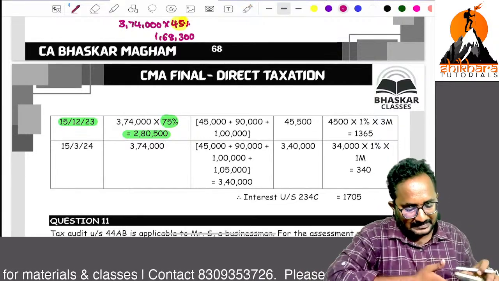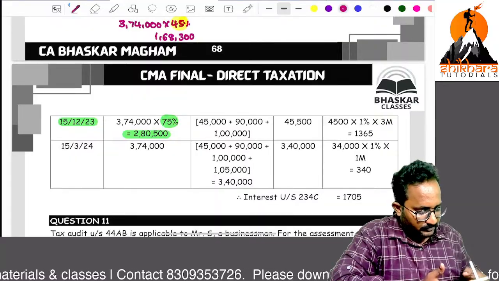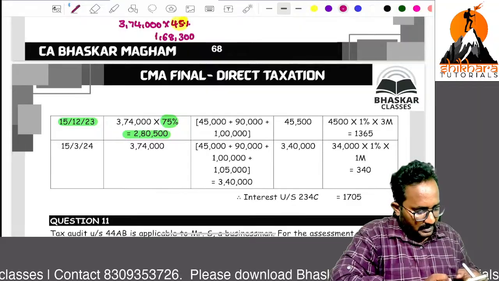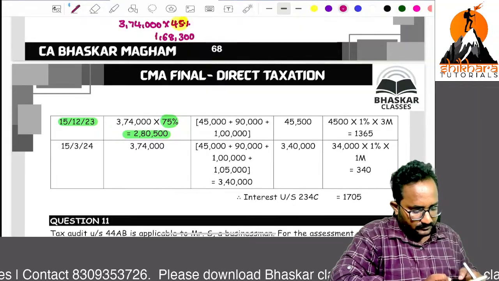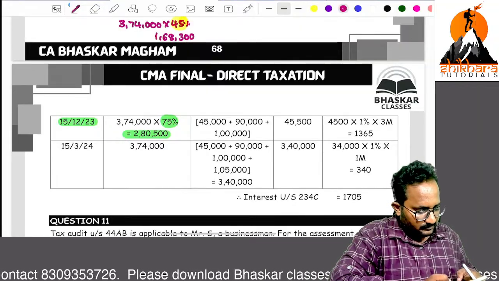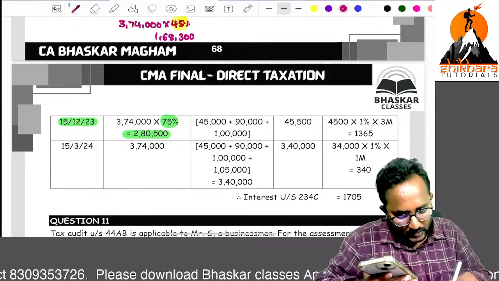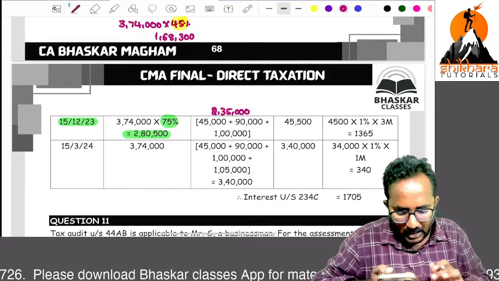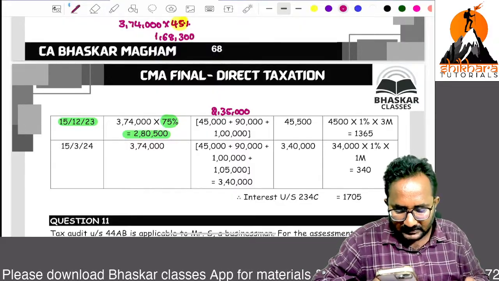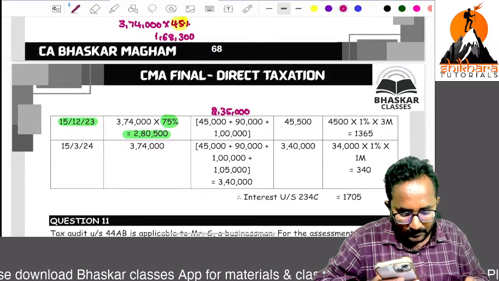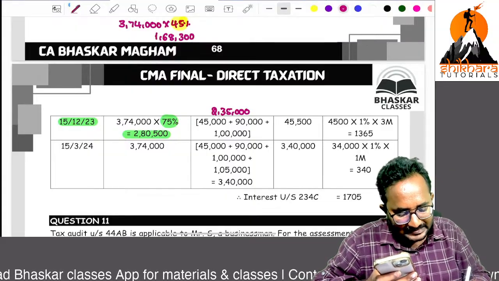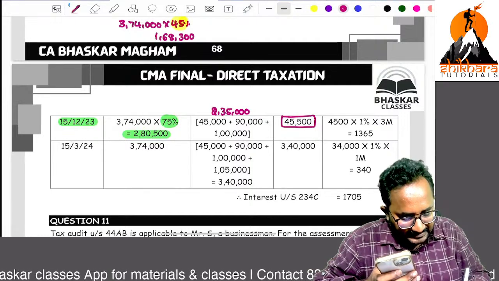Please calculate. Please compute 45,000 plus 90,000 plus 1 lakh. Only 2,35,000 you paid. Can you tell me whether there is a short payment or not? They want 2,80,500, but we paid only 2,35,000. So that's why it is a shortfall.